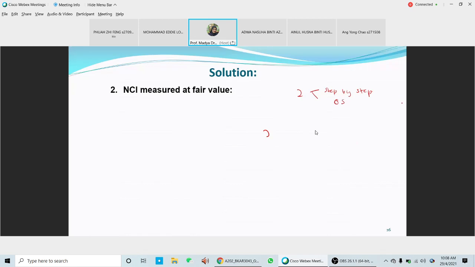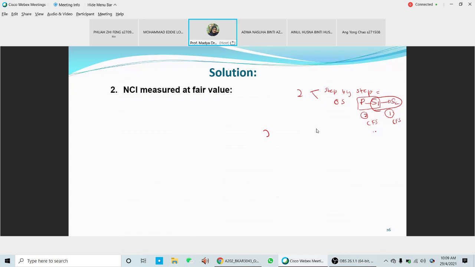For step by step, we should start with the lower tier. Lower tier means that, let's say, you have a parent with a subsidiary one, and then that subsidiary has another subsidiary. So we start by preparing a consolidated financial statement for subsidiary one and subsidiary two. After that, you prepare a consolidated financial statement between the parent and the subgroup, so you have a second consolidated financial statement. So this one is step by step.